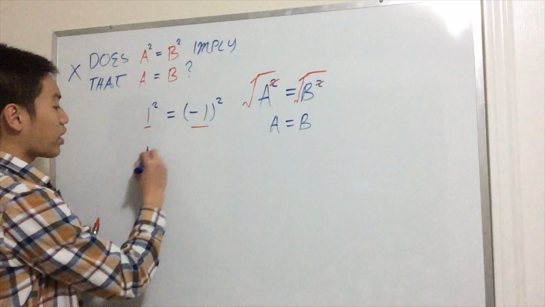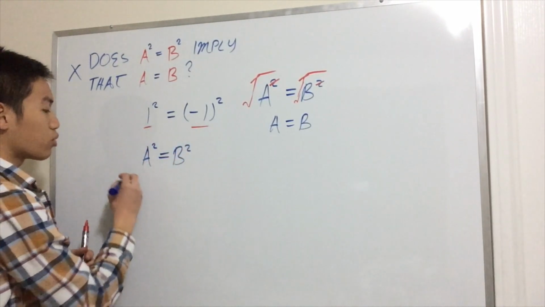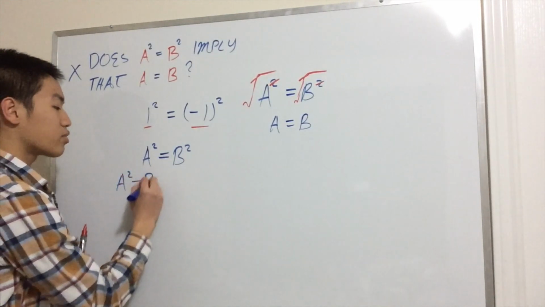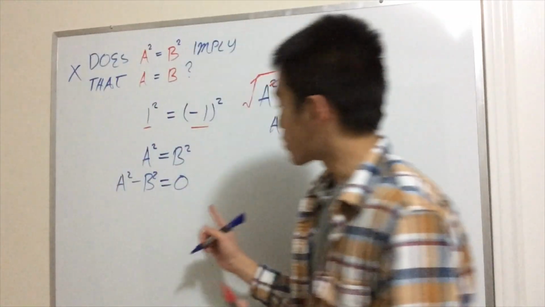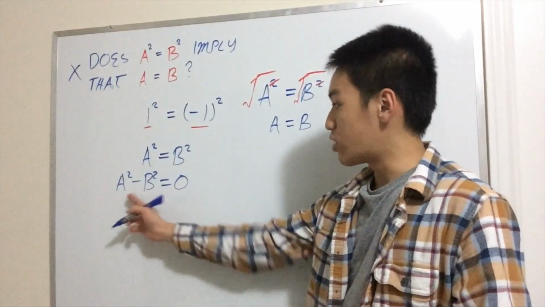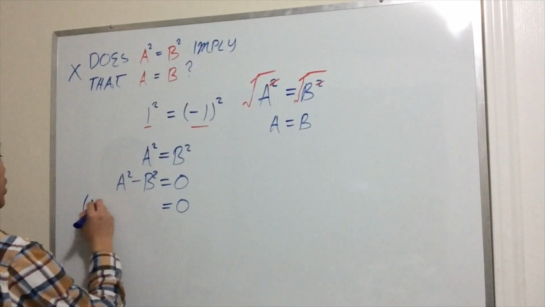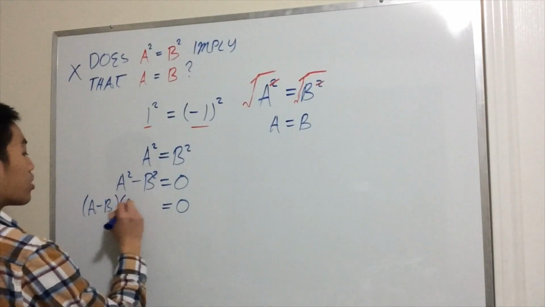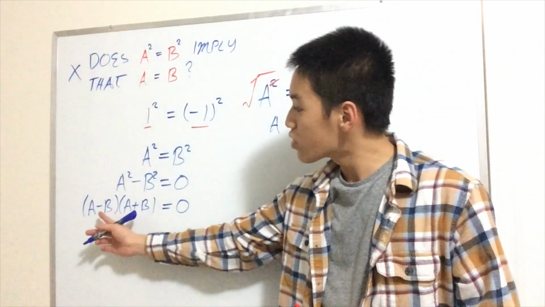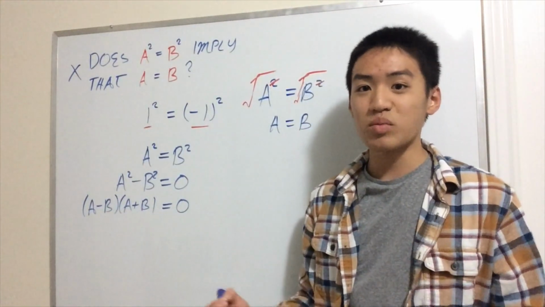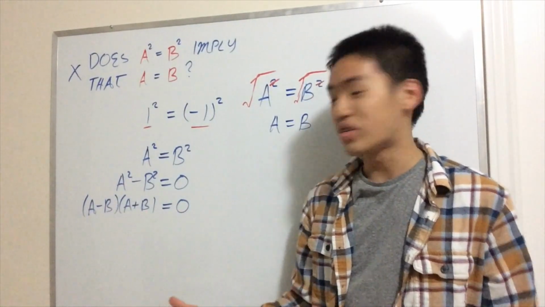So, if we have a squared equals b squared, we can subtract b squared from both sides and say that a squared minus b squared is equal to 0, right? And if a squared minus b squared is equal to 0, we have a difference of squares, as I mentioned earlier. So, this is actually a minus b times a plus b. And by what's known as the null factor theorem, we say that either a minus b is equal to 0 or a plus b is equal to 0. And that's pretty obvious, because if they weren't 0, the product wouldn't be 0 either.